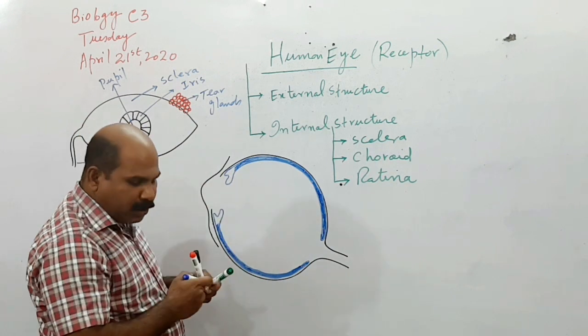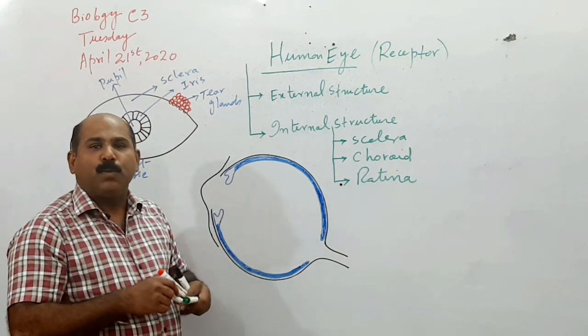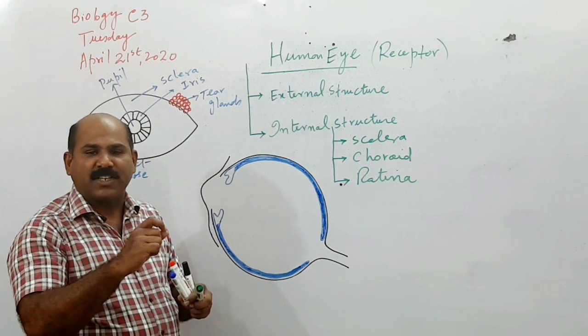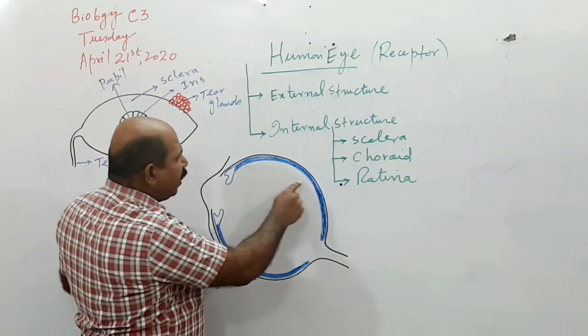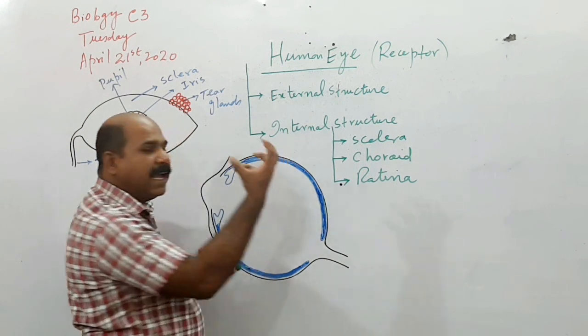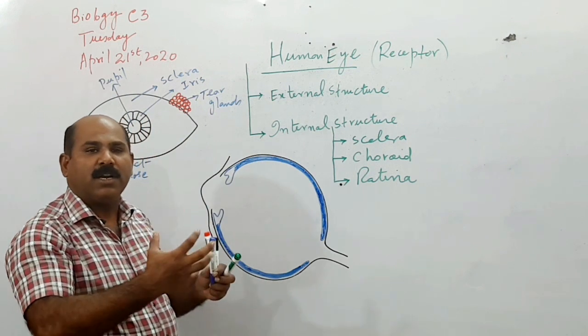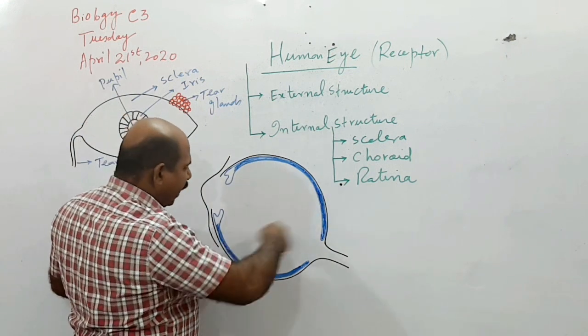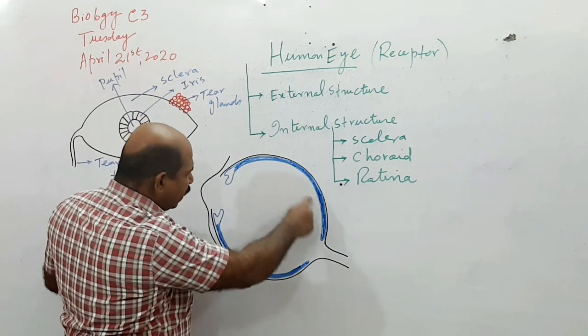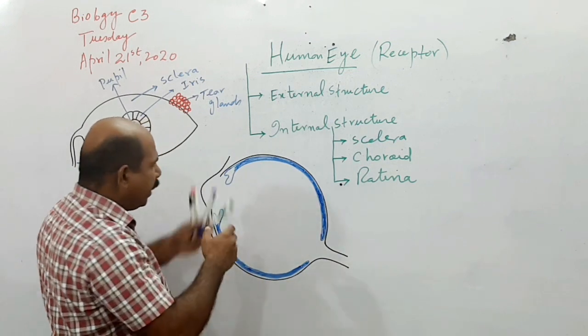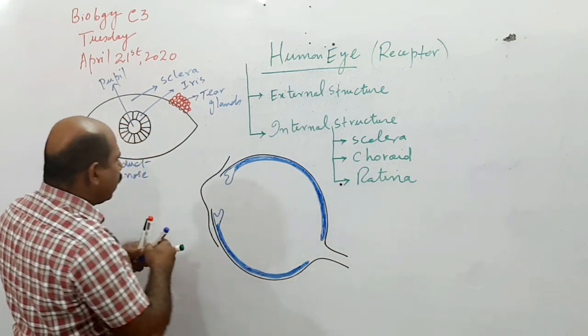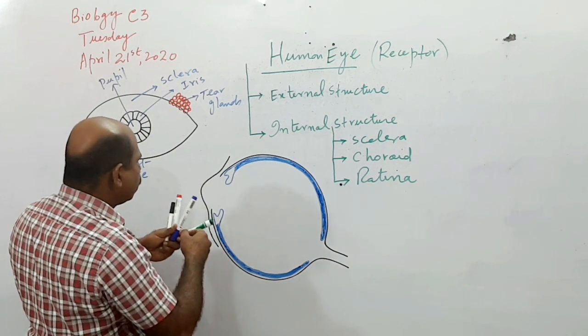And it is also responsible for preventing total internal reflection. If the light is falling on it, it absorbs the light, and it will not let it keep on reflecting in different directions. So this layer is known as choroid. I'll label all of these layers and structures again.